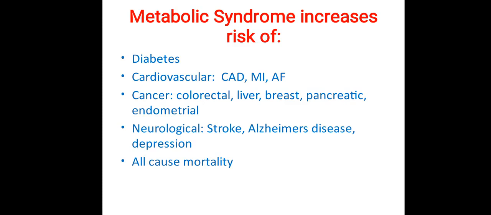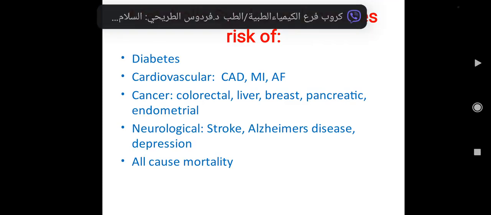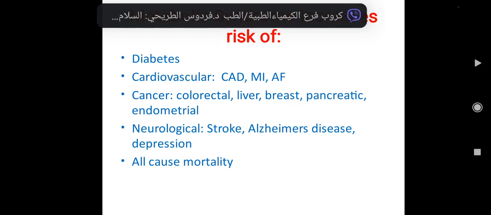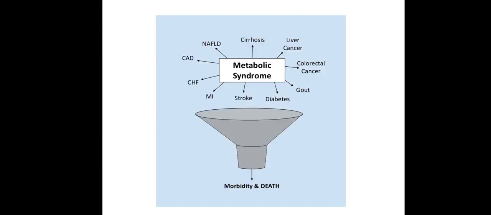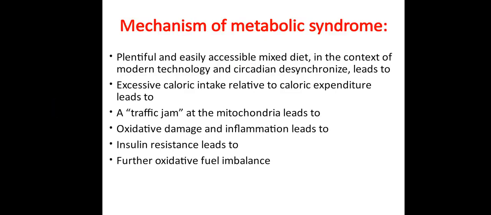Neurological diseases. Patients with metabolic syndrome can develop stroke, Alzheimer, and depression. All of these diseases will increase the death rate or cause mortality. This figure, as you see, shows the outcome of patients with metabolic syndrome, which ultimately will lead to morbidity and an increased rate of death.